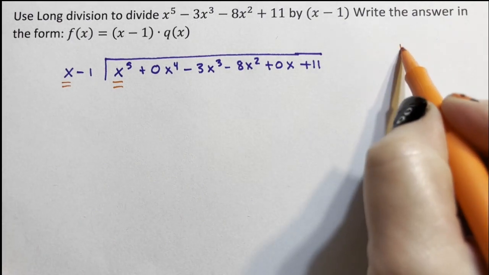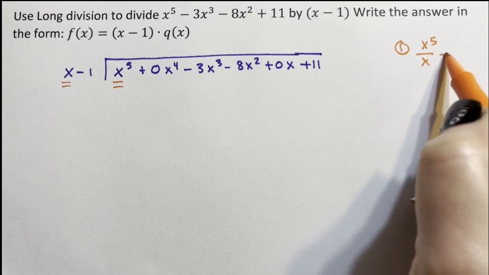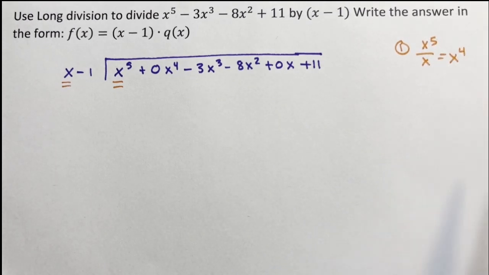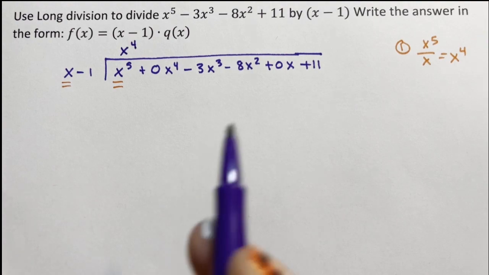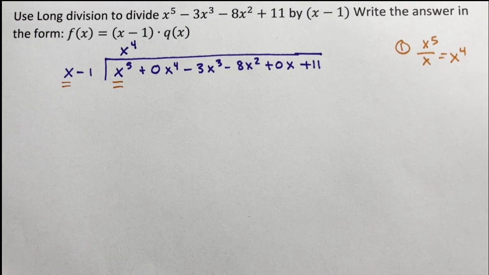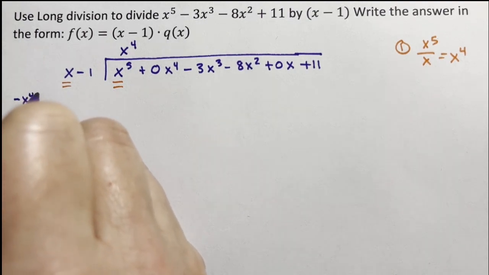So I say x to the 5th divided by x is x to the 4th. So that's what I'm going to do. I'm going to say it goes in there x to the 4th times. And that's what I need to multiply. But because my next step after that is subtracting, and I don't like to subtract polynomials, I like to add polynomials, I'm actually going to multiply it by a negative x to the 4th.